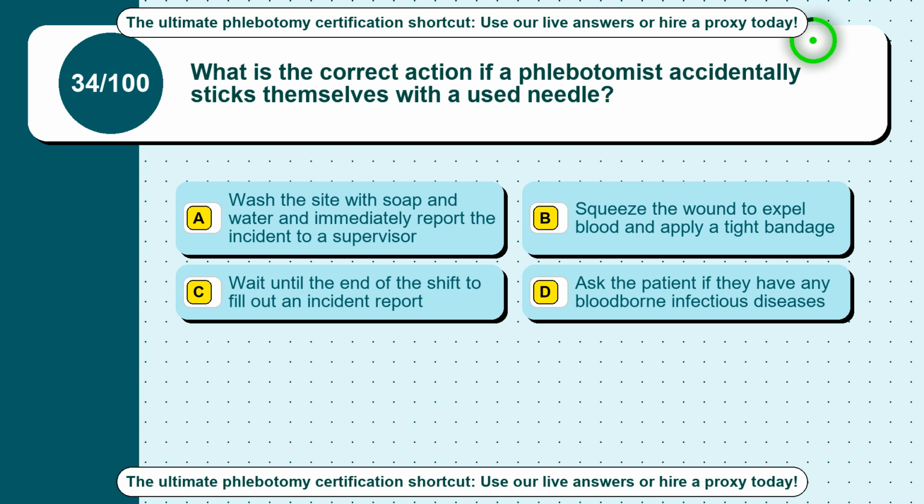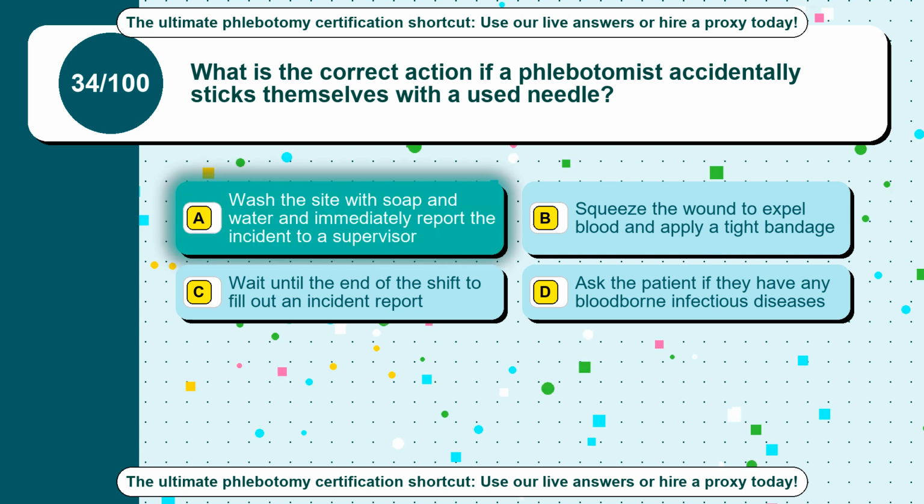Question 34. What is the correct action if a phlebotomist accidentally sticks themselves with a used needle? Option A. Wash the site with soap and water and immediately report the incident to a supervisor. Option B. Squeeze the wound to expel blood and apply a tight bandage. Option C. Wait until the end of the shift to fill out an incident report. Option D. Ask the patient if they have any blood-borne infectious diseases. The correct answer is option A.